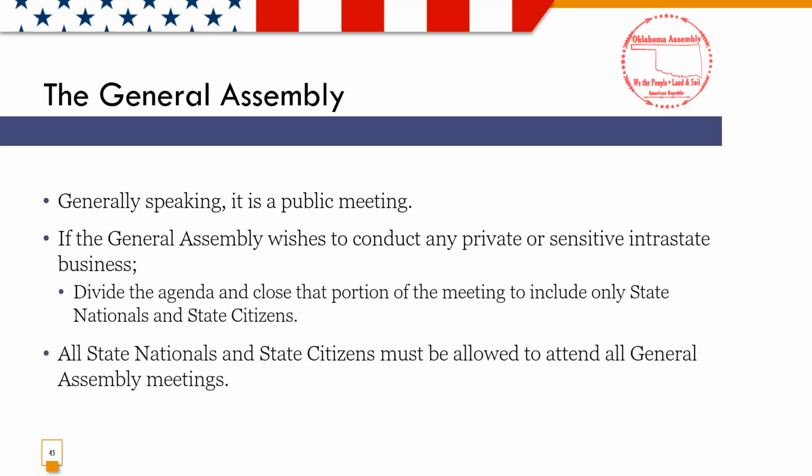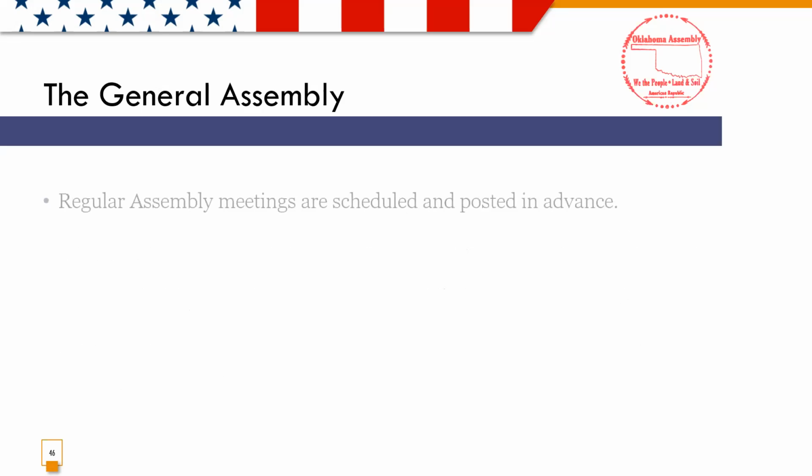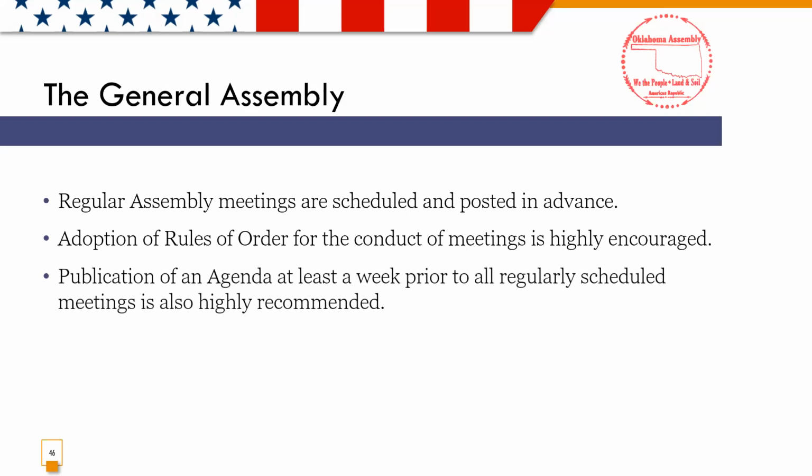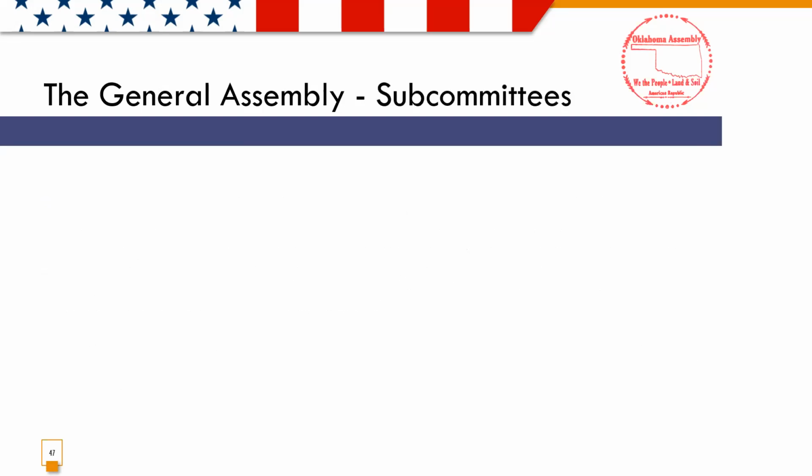All state nationals and state citizens must be allowed to attend all General Assembly meetings. They're scheduled and posted in advance. It's a good idea to adopt rules of order for the conduct of meetings. So here you're getting a nuts and bolts of how we're going to build this. Publication of an agenda at least 2 weeks prior to all regularly scheduled meetings is also highly recommended.